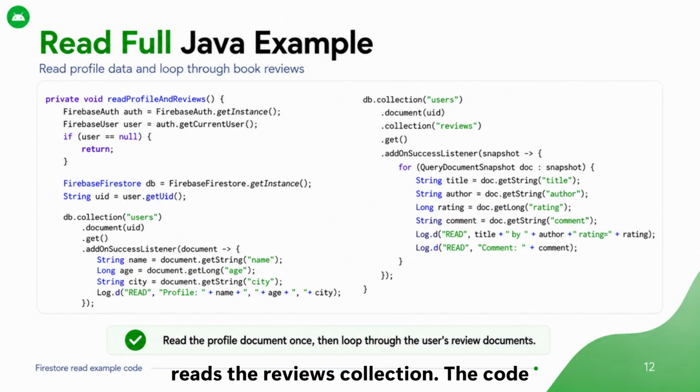The third chunk reads the reviews collection. The code goes to users/UID/reviews and calls get. Since there may be many reviews, it loops through the documents in the result. For each review, it extracts fields such as title, author, rating, and comment. So this example shows the two most important read patterns: read one known document directly, and read many documents by looping through a collection result.